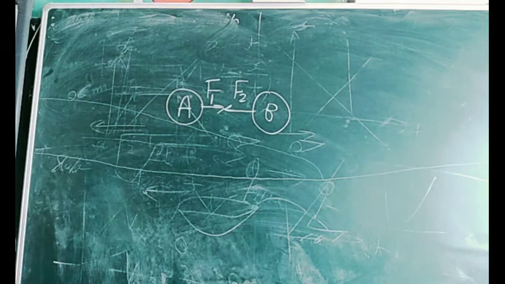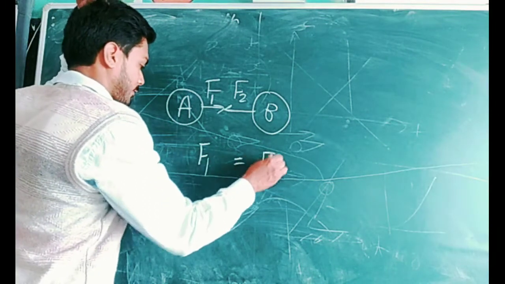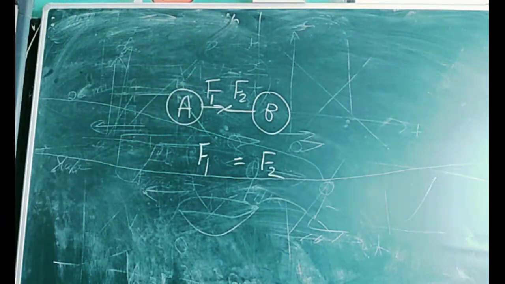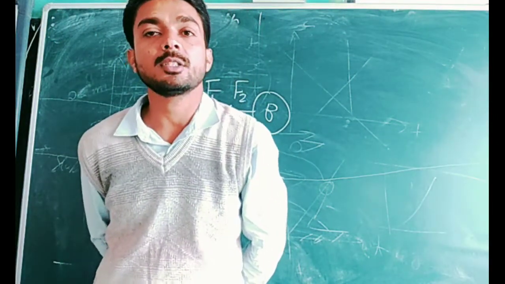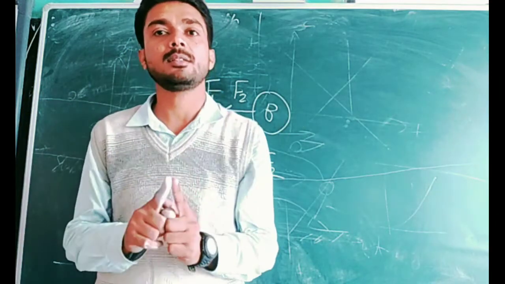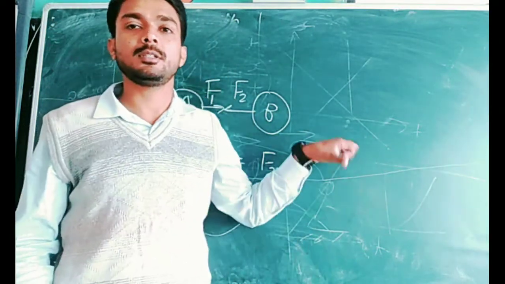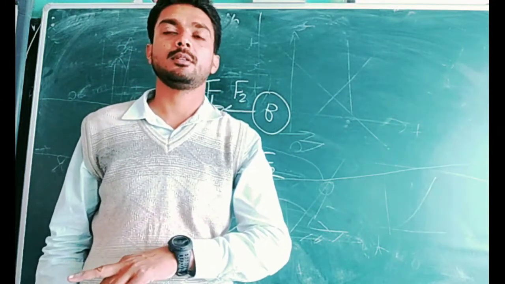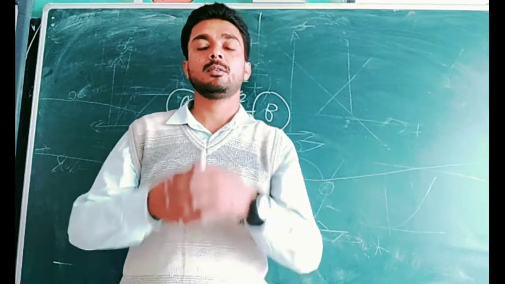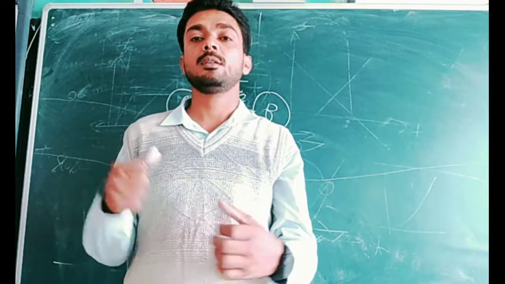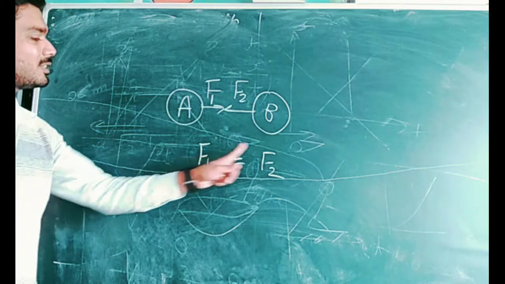Then what happens? You will say F1 is equal to F2. These two forces are equal in magnitude, because our third law states that action and reaction are equal in magnitude. Suppose I am applying a force of 2 Newton on this board, then I will also experience a return force of 2 Newton. Suppose you are hanging yourself on a rope, if your weight is 20 Newton, then the rope will also experience a force of 20 Newton. Similarly, you will write F1 is equal to F2.